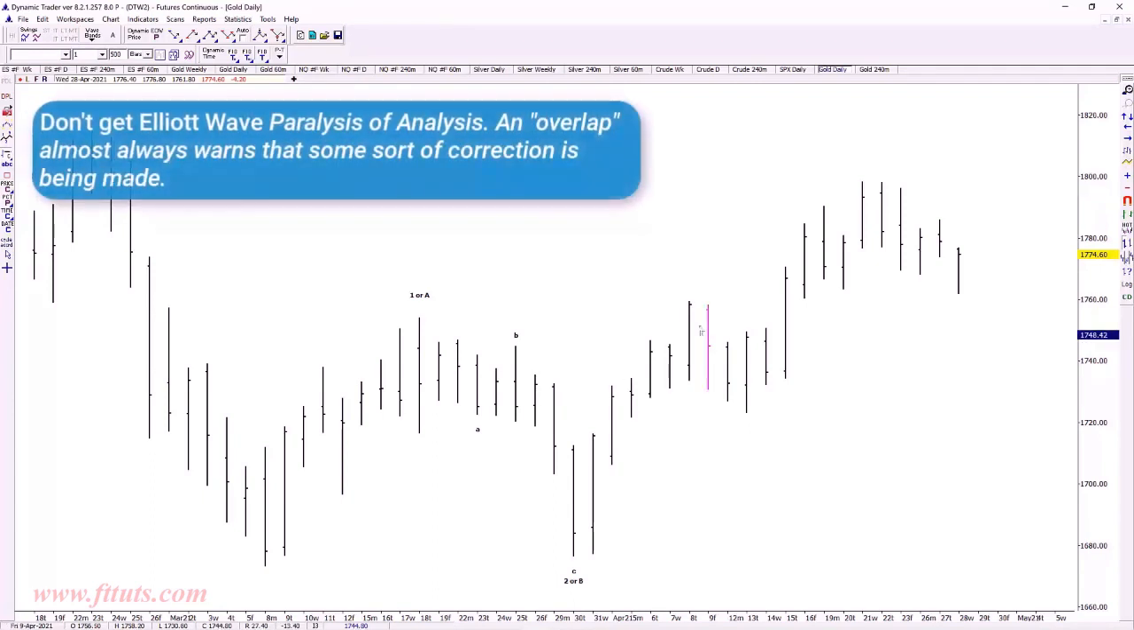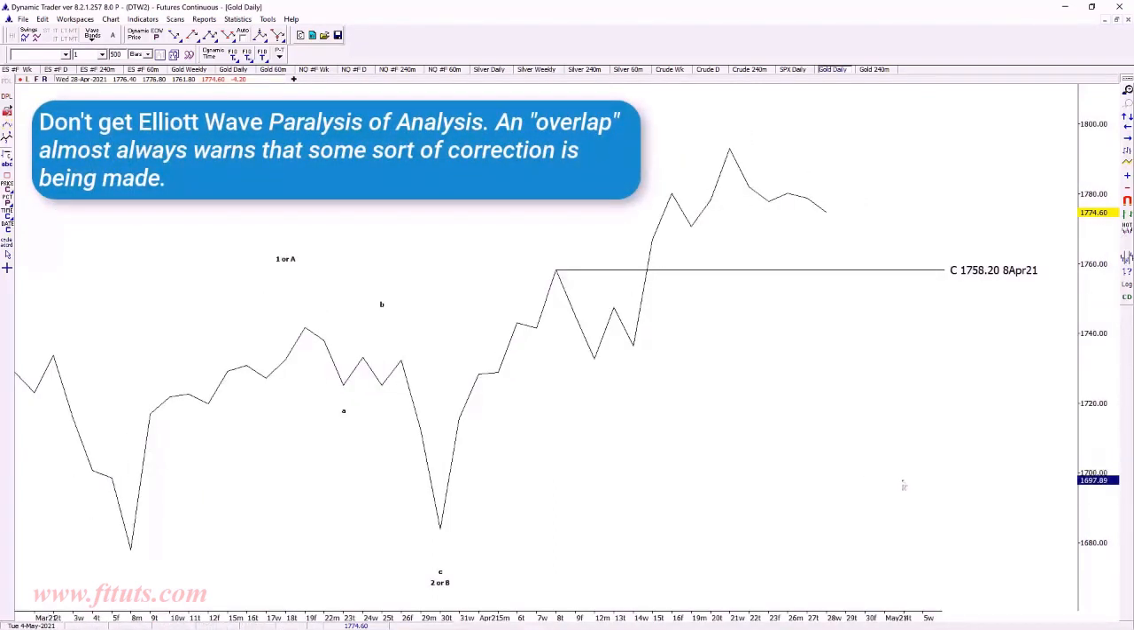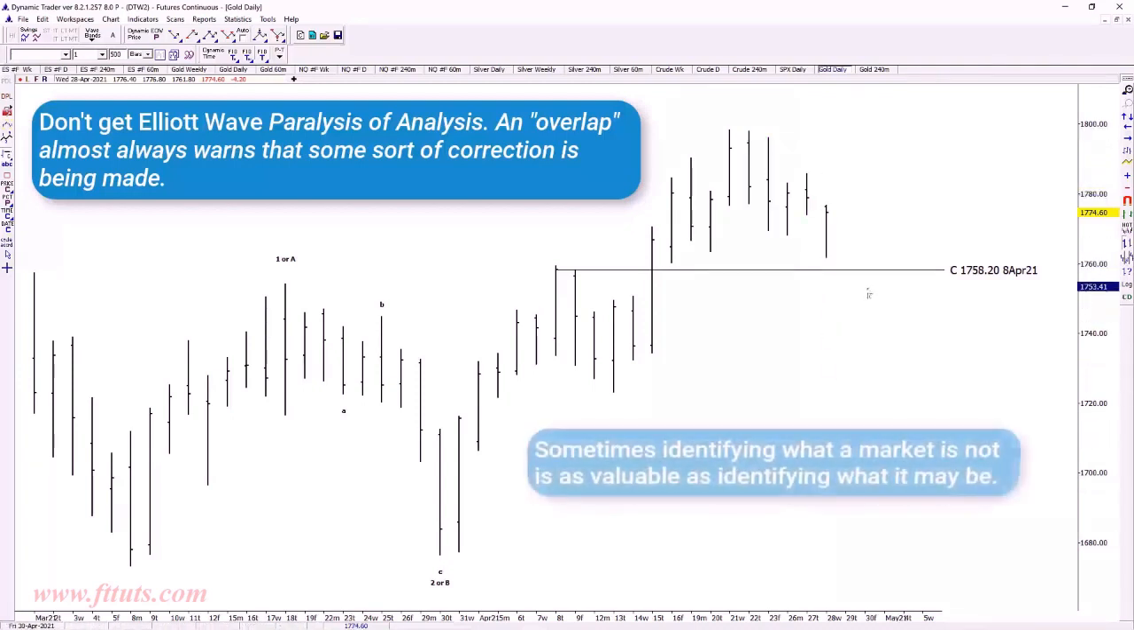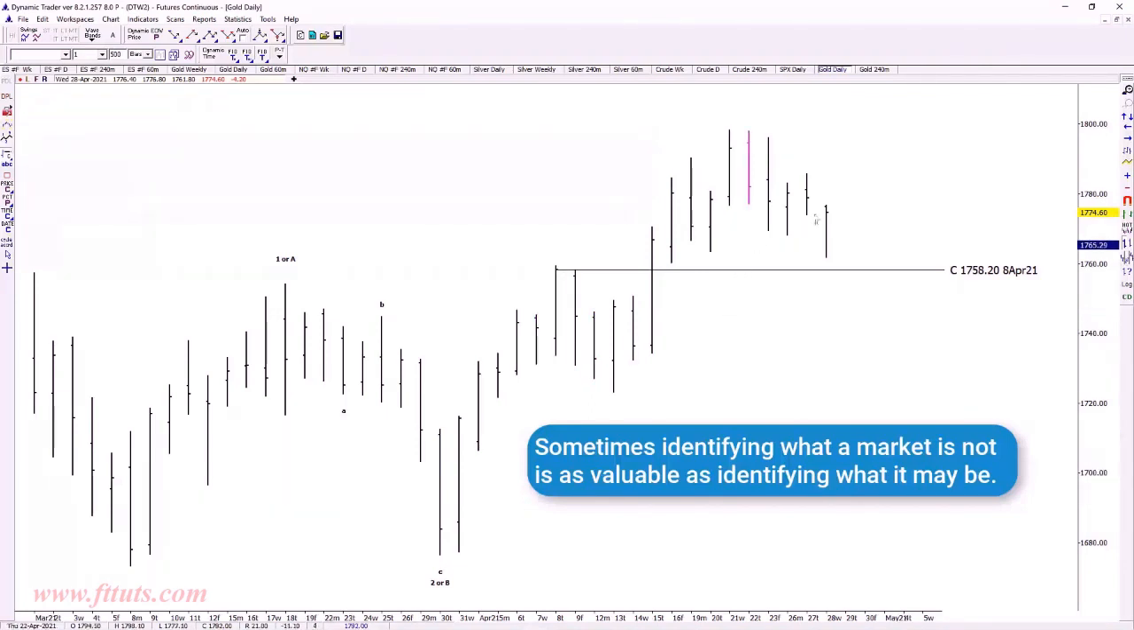So I'm going to draw the horizontal line on the high close there. I think that's the high close, yep. And if gold comes down and closes below, in this case 1758.20, this swing high close, that would be a closing overlap, and it would indicate that this advance is a correction and not part of an impulse trend. What if the gold continues higher, makes a new high?